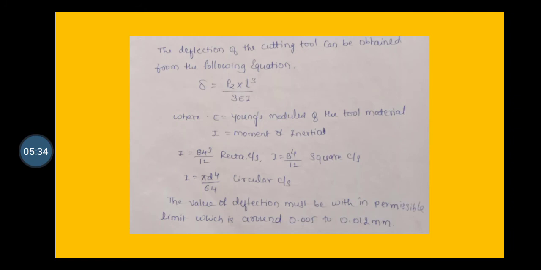The deflection of the cutting tool can be obtained from the following equation. Deflection delta is equal to Pz into L cube divided by 3 into EI. E is the Young's modulus of the tool material. I is the moment of inertia. I is equal to bh cube by 12 for the rectangular cross section. I is equal to b raised to 4 by 12 for the square cross section. I is equal to pi D raised to 4 divided by 64 for the circular cross section. The value of deflection must be within the permissible limit, which is around 0.005 to 0.012 mm.